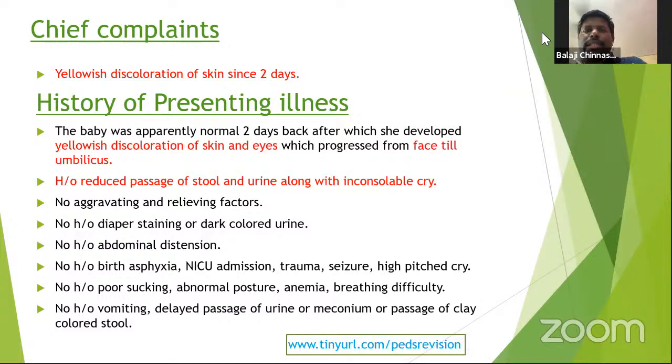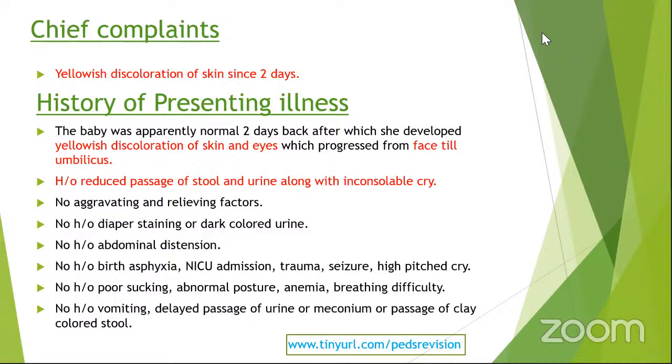So yellowish discoloration of the skin. So what all have you taken care in the history? What all you have asked to find out what actually here? Yellowish discoloration. So since it has been presenting after a day of life, it must be most probably a physiological jaundice. And I have also asked about the diaper staining or dark colored urine to rule out any cholestatic jaundice. And in order to rule out any inborn errors of metabolism or hypothyroidism, I have asked about abdominal distension.